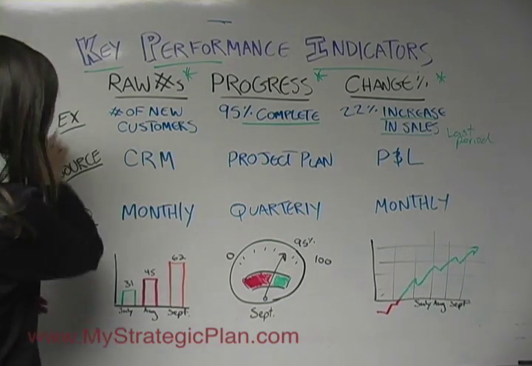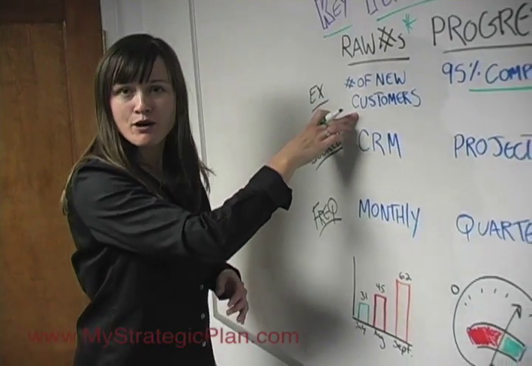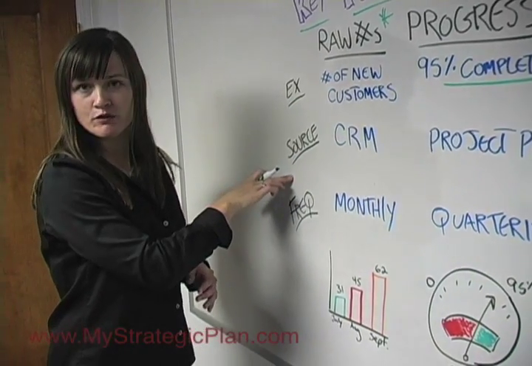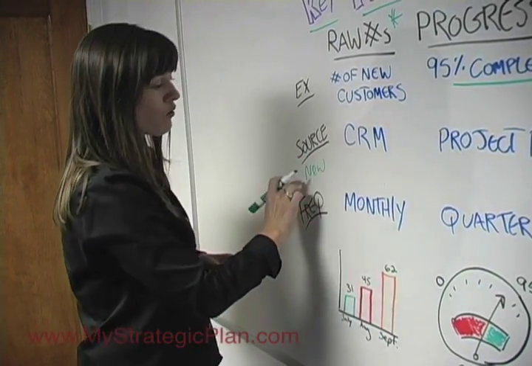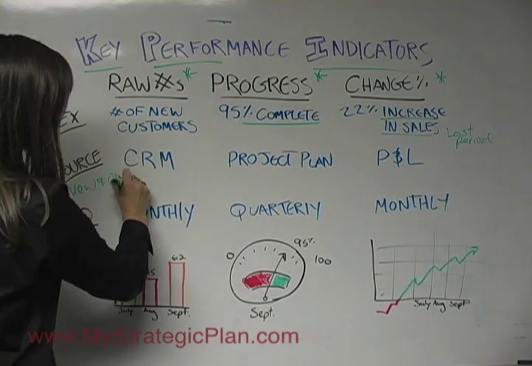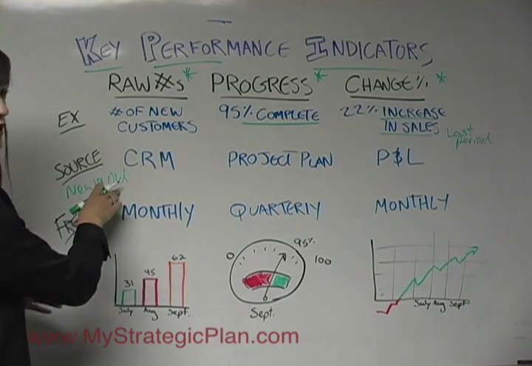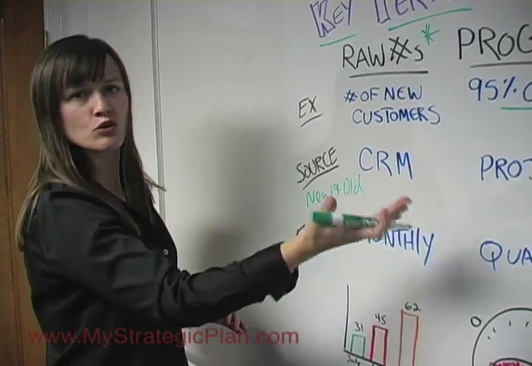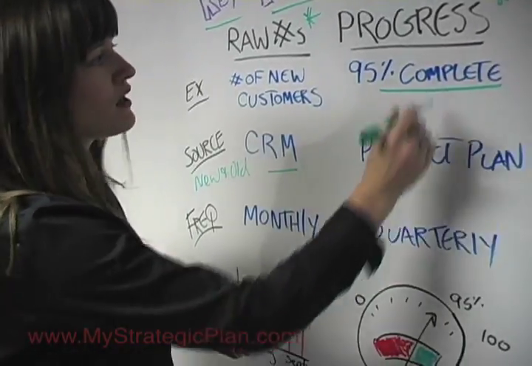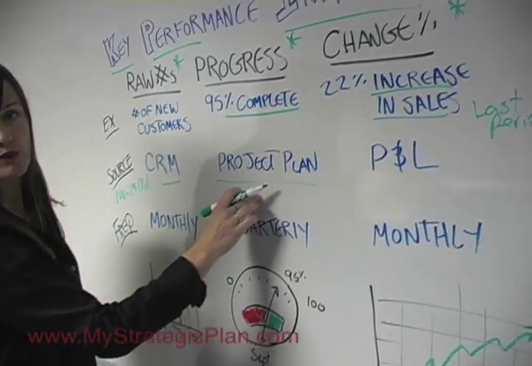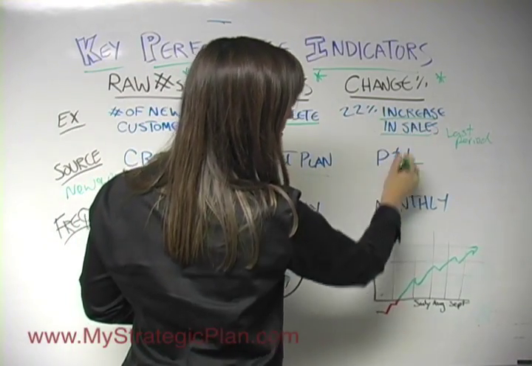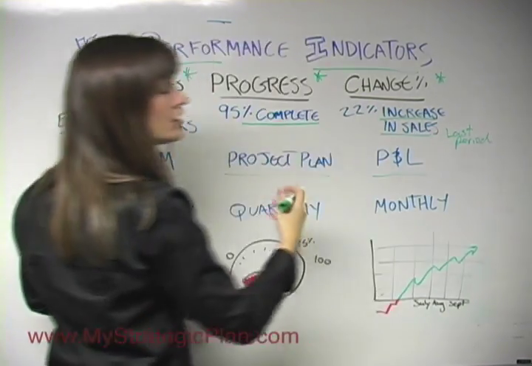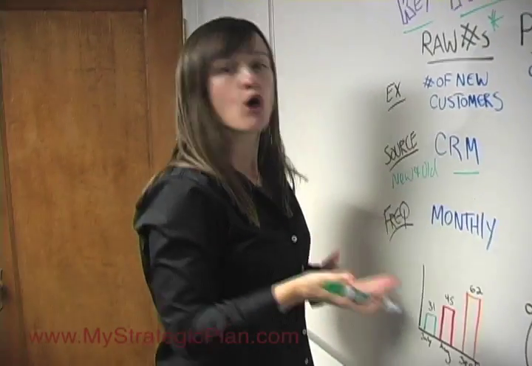So with those 3 ideas, let's look further at some other things we need to think about when we're setting our measures. After you've determined what the measure actually is, you need to determine the source. One thing to think about: do you already have the data, or is it new, so you're going to have to gather it? A source might be your CRM system. On your progress measures, it might be a project plan. For a change metric, in this case sales, it might be your P&L, your financial system. So where are we getting the data?